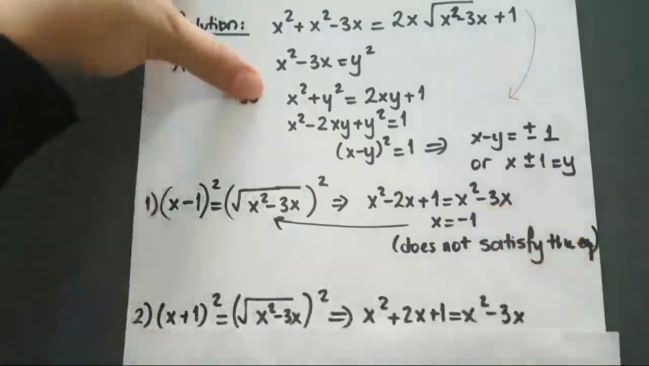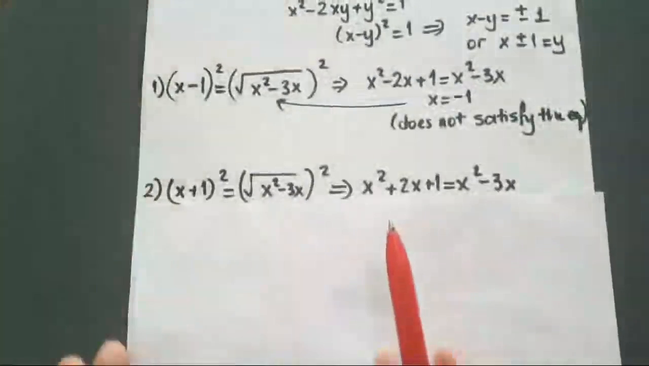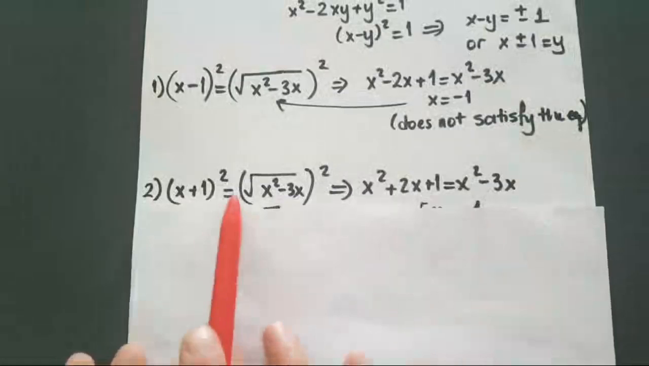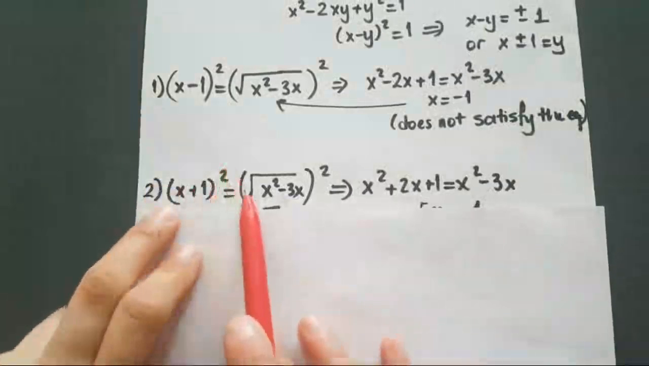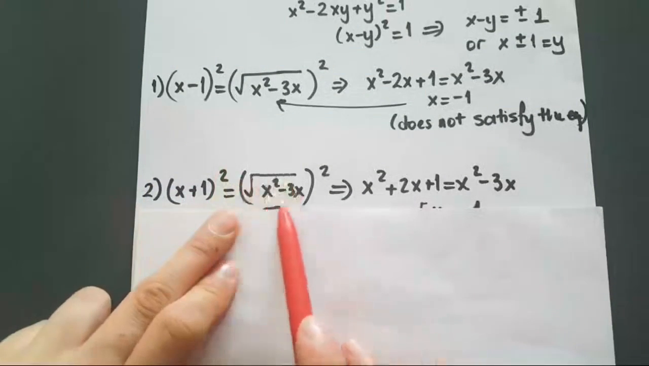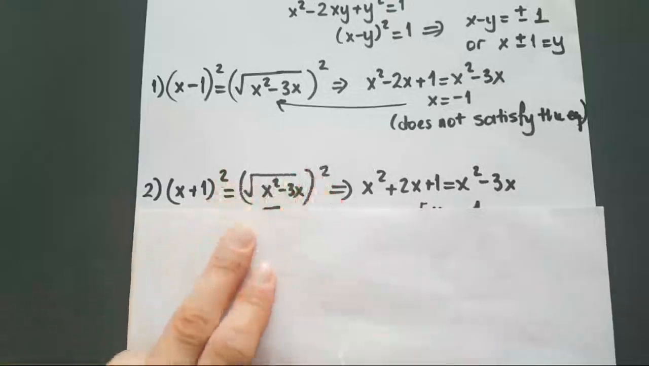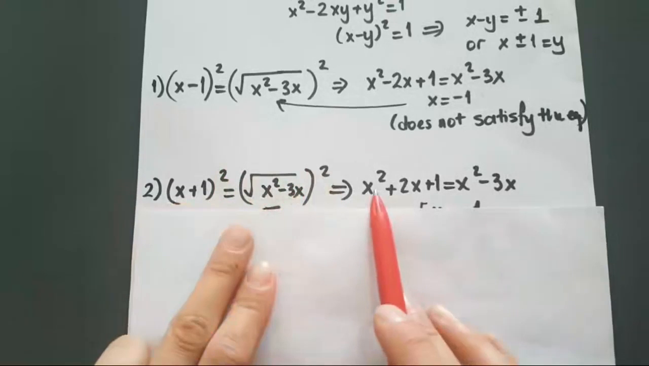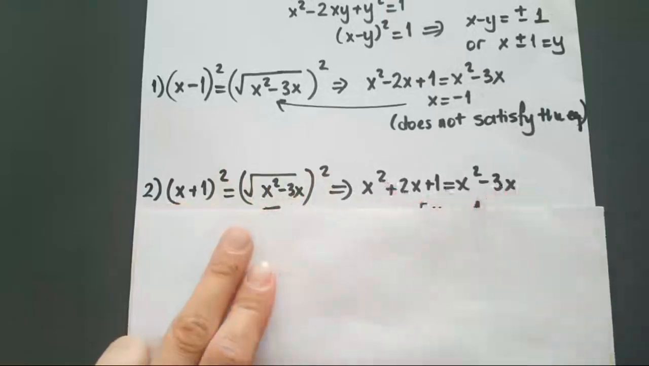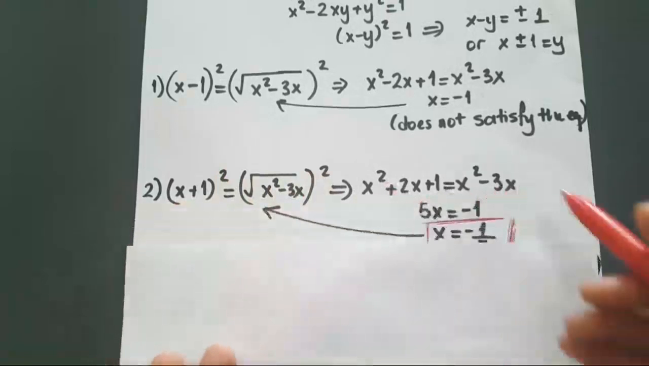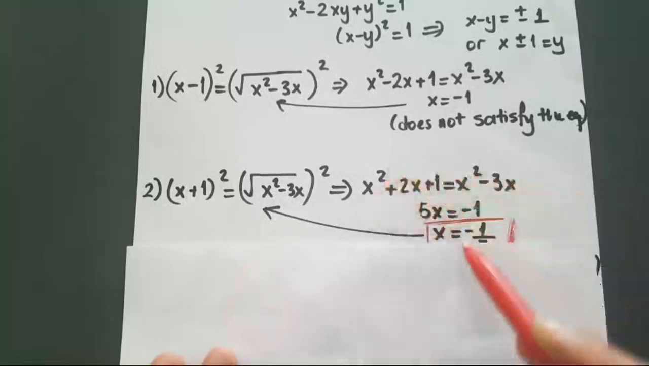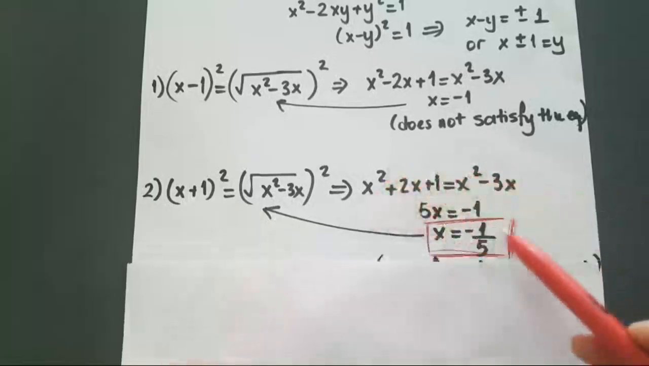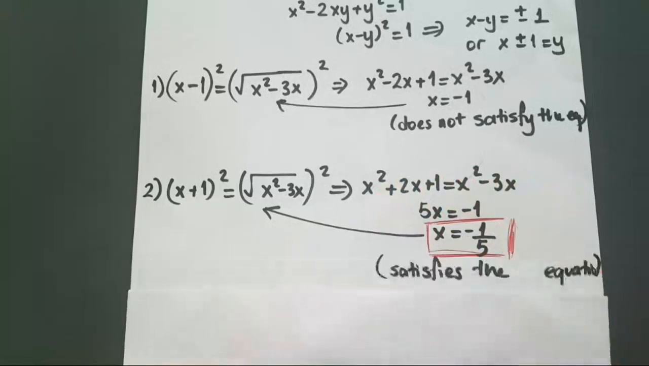From the second case, if y is equal to x plus 1, then we write the equation again. x plus 1 squared is equal to x squared minus 3x. Square both sides: x squared plus 2x plus 1 equals x squared minus 3x. When you write it in the linear form, 5x is minus 1, x is equal to minus 1 over 5.